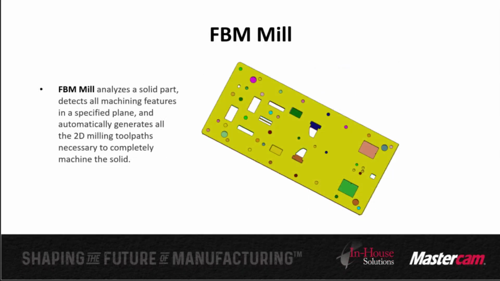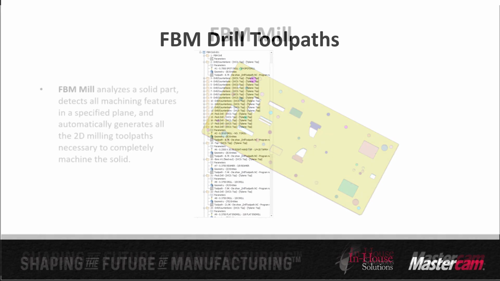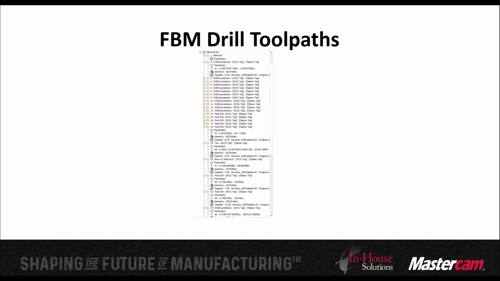FBM Drill automatically detects holes in a solid based on your specified criteria and generates a complete series of drilling and chamfering operations for the detected features. It also can generate circle mill or helix bore operations for large hole features when you activate the hole milling page and settings. This is an example of how Mastercam FBM Drill generates the toolpaths.